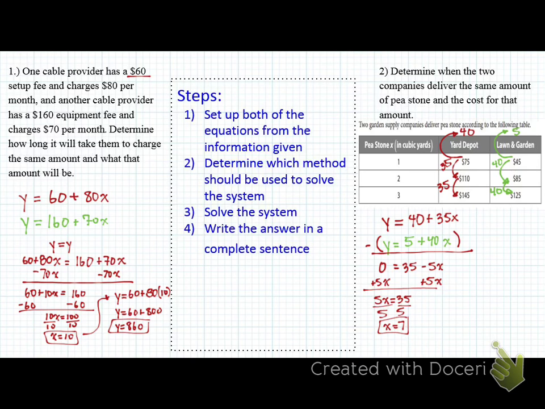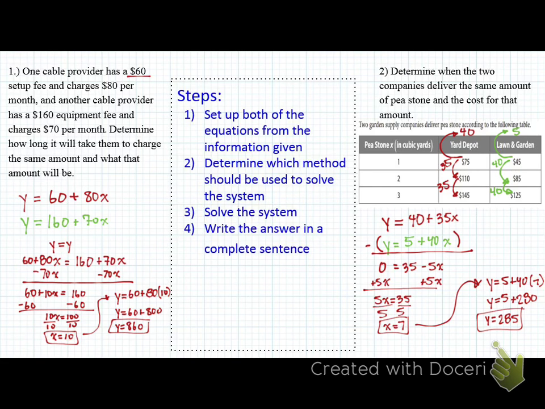How do you find the y again? Once you find x, how do you find y? Substitute back in. Which one do you want to put it back into? The first or second equation? Does it matter? No. It doesn't matter. Okay, so let's do the second equation because I like multiplying 40 times 7. 35 times 7 seems a little bit more difficult. So we got y is equal to 5 plus 40x, and instead of x I'm using 7. 40 times 7 is 280. And then 280 plus 5 is 285. That's the price, right? Cool.